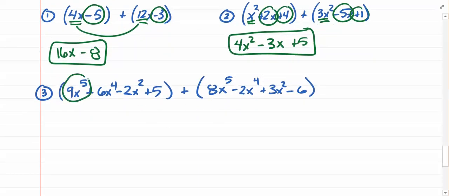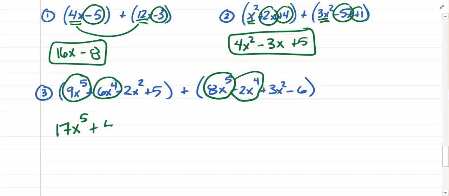I have 9x to the 5th and an 8x to the 5th. Therefore, collectively, I have 17x to the 5th. Notice that I'm writing these in standard form. I have a positive 6x to the 4th and a negative 2x to the 4th. So collectively, that makes a positive 4x to the 4th. Now, notice I only have 1x squared. I have negative 2x squared over here, and I have 3x squared over there. Now this is negative 2x squared, is that correct? Yeah. And a positive 3x squared collectively make a positive 1x squared.